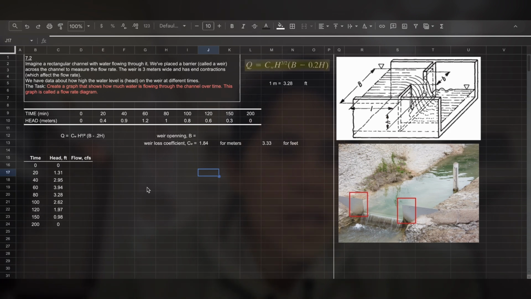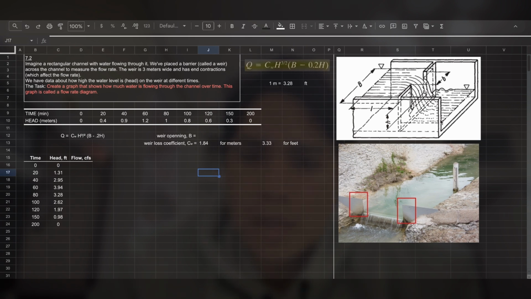7.2. It says imagine a rectangular channel with water flowing through it. We have placed a barrier called a weir across the channel to measure the flow rate. The weir is 3 meters wide and has end contractions which affect the flow rate. We have data about how high the water level, or the head, is on the weir at different times. The task: create a graph that shows how much water is flowing through the channel over time. This graph is called a flow rate diagram.